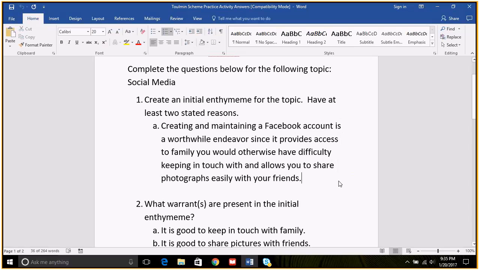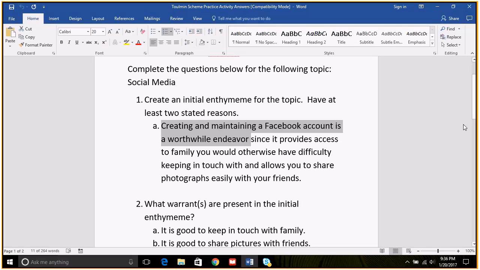So if we try to dissect this, because there are multiple parts in the initial enthymeme, which part is which? If we had to define our claim, I would say our claim, our overall opinion that we're going to try to prove through the whole essay, is this first part. A lot of times you can boil the claim down into a very simplistic endorsing or being against. Not always, but it's the kernel opinion. Here I'm basically saying that I'm going to have to prove Facebook is a positive program. Creating and maintaining a Facebook account is a worthwhile endeavor.